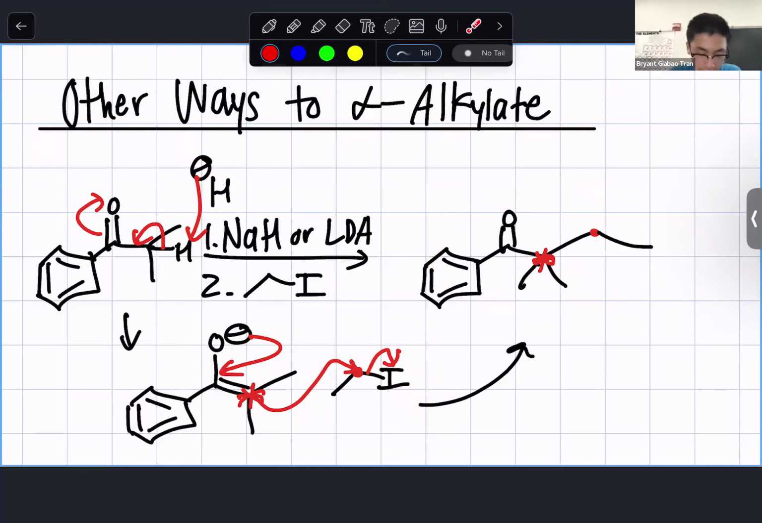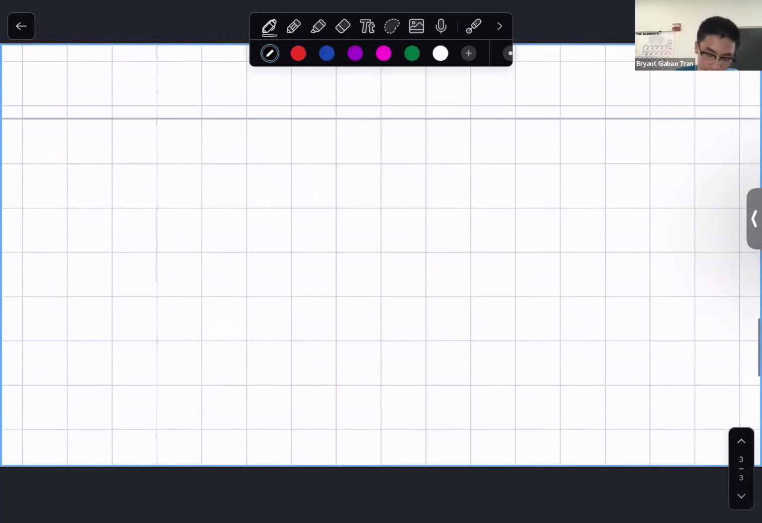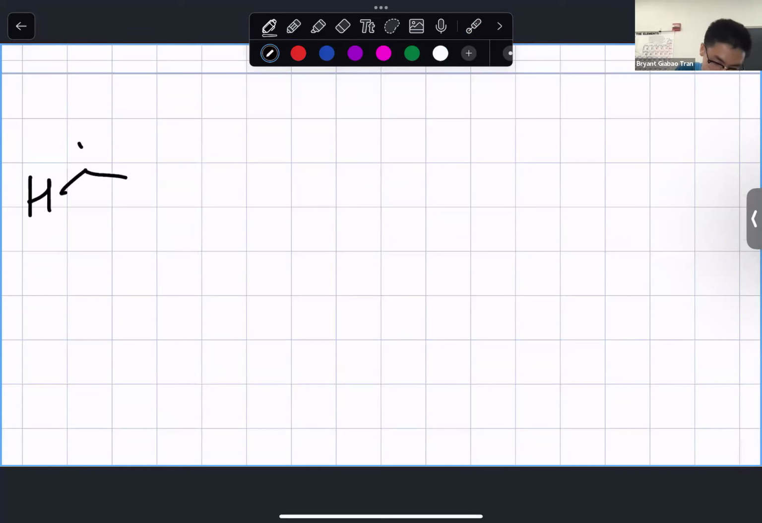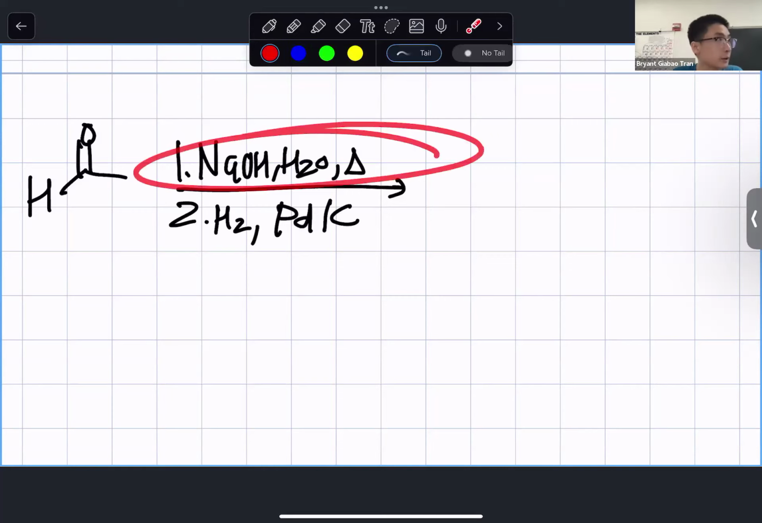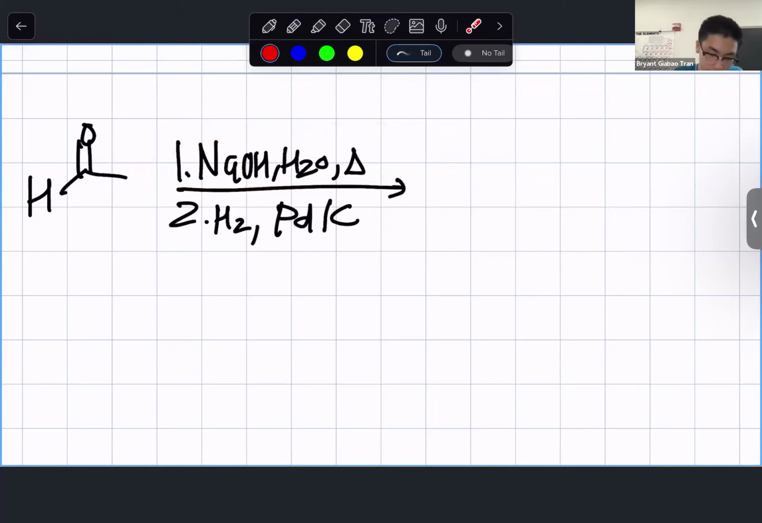Another way that you could alpha-alkylate is to do an aldol dehydration to get an enone, and then do H2, Pd/C to reduce the alkene all the way down to an alkane. So let's say we have this aldehyde here, and we put that under NaOH, water, and heat. And then the second step, H2, Pd/C.